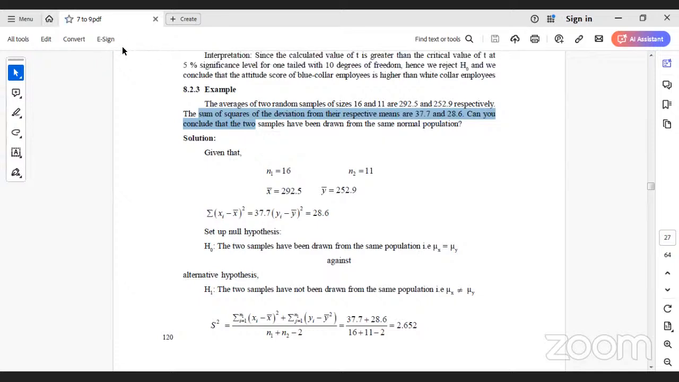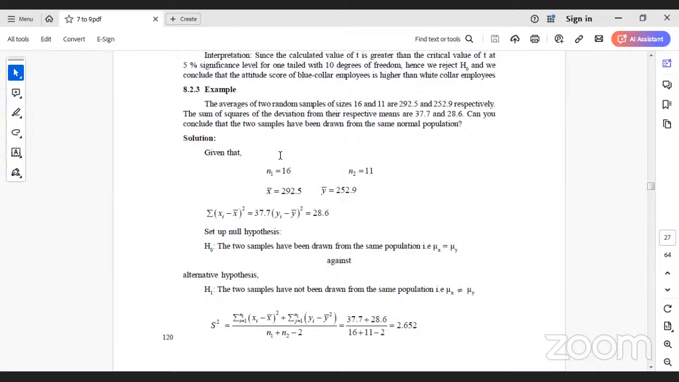Okay. Sorry for the delay. The average of two random samples of size 16 and 11 are 292.5 and 252.9 respectively. The sums of squares of the deviations from their respective means are 37.7 and 28.6. Can you conclude that the two samples have been drawn from the same normal population?